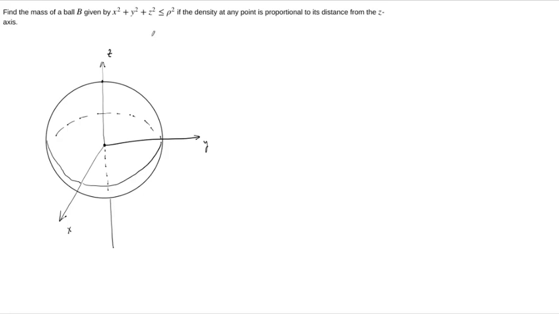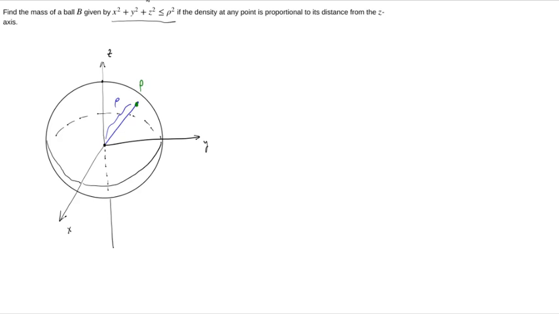All right, so in this example, we'd like to compute the mass of a ball given by this equation, x squared plus y squared plus z squared less than or equal to rho squared, where here the rho is the radius of the ball. So that means that if we have a radius here, the length of this radius is the number rho. And we are given that its density is proportional to the distance from the z-axis at any point. So let's just stick with this point P, this point that I've drawn here, call it P.